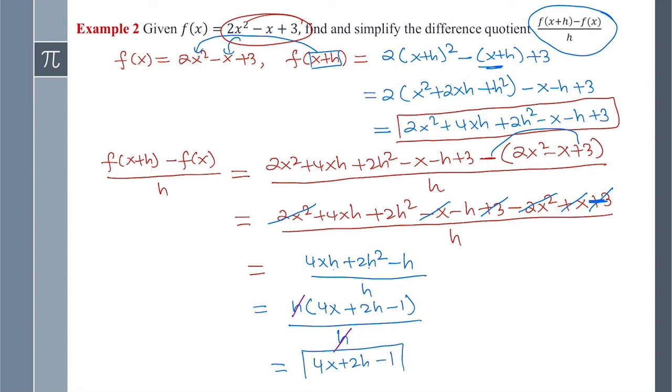And this is the difference quotient for that function. This is very important when we get into calculus 1. So you really need to know how to evaluate the difference quotient.